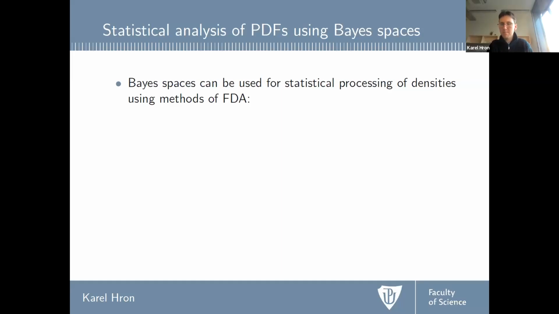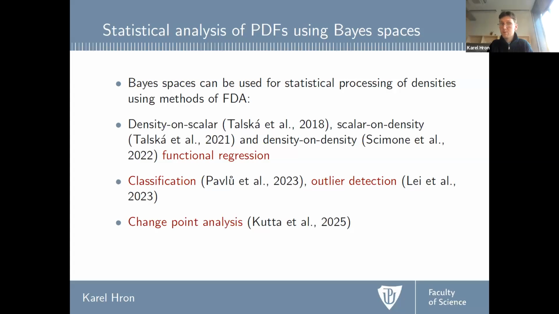So now I'm going already beyond dimension reduction, because of course Bayes spaces can be used for any statistical processing of densities, using methods of functional data analysis, but also beyond again. We can consider, for example, functional regression, specifically density on scalar, scalar on density, and density on density regression. We can also perform classification, outlier detection, and, for example, change point analysis. For three years, there has been quite an explosion of new methods and papers. So you are invited to explore the internet for what is already available. Or of course, I'm also here, and you can contact me for possible questions.